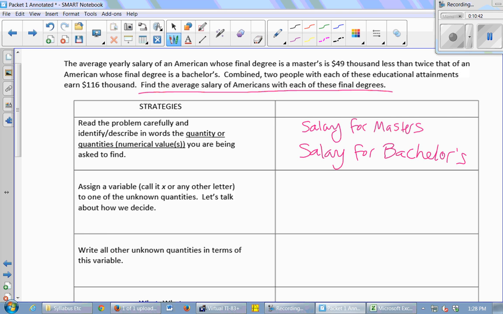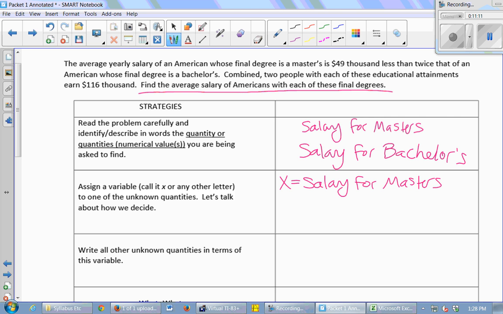Okay. So how do we decide which one? You told me to let X be the master's degree. Does it matter in this case? No, because they asked us to find both things. I tend to define X so that when I'm done solving, X is the answer to their question. But in this case, I have to find both things, so it doesn't matter. So we'll just pick randomly: salary for the master's degree.